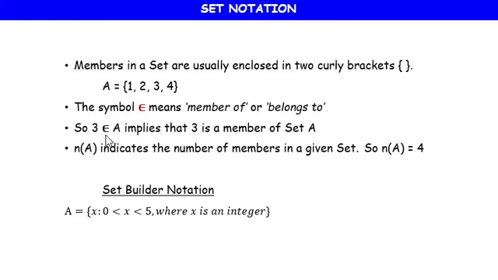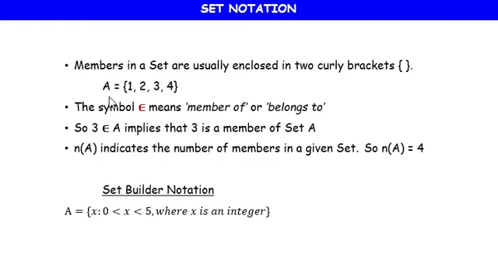Whenever you see n followed by brackets containing the name of a set, you have a small n and then a normal bracket containing the name of a set. This notation indicates the number of members of that particular set. So n(A) means the number of members in set A.